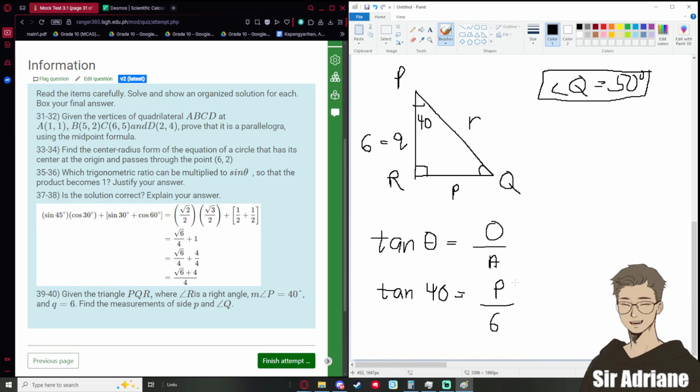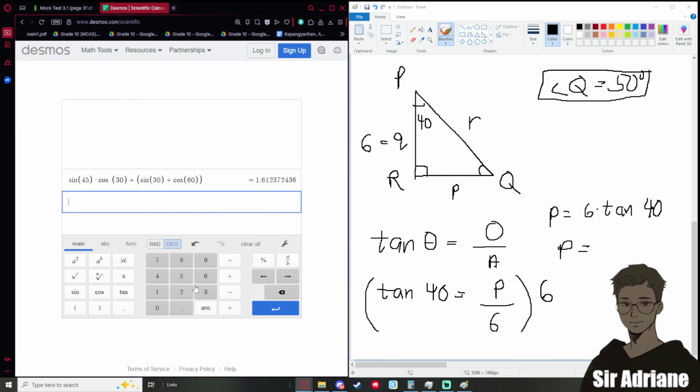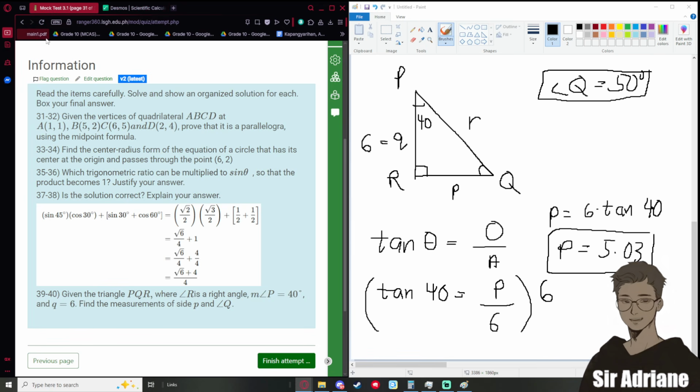So tangent of the reference angle 40 is equal to the opposite side, which is P, over the adjacent side, Q, which is 6. And now to solve for P here, we just multiply both sides by 6. So P is just equal to 6 times tangent 40. Now we type this on our calculators. 6 times tangent 40, we have 5.03. And that is our final answer.